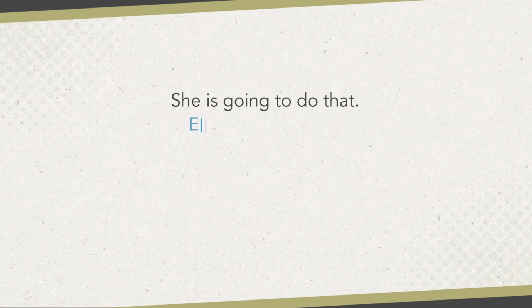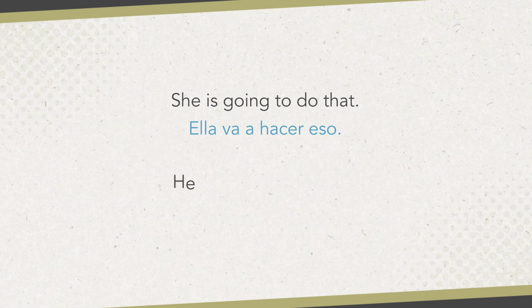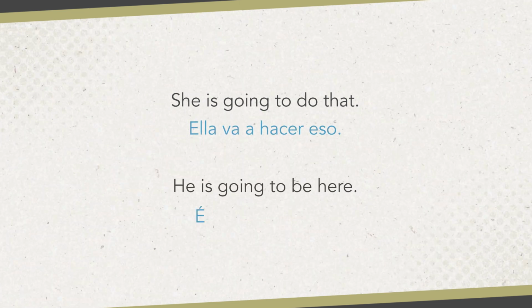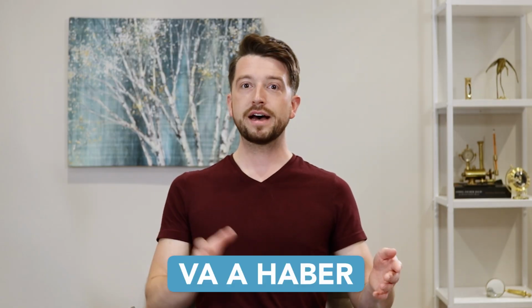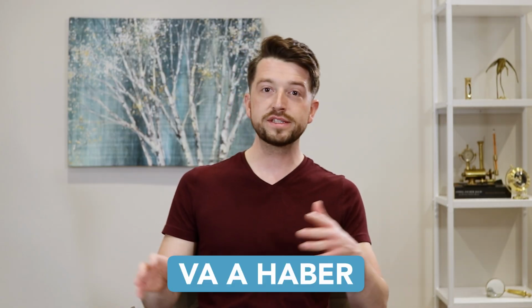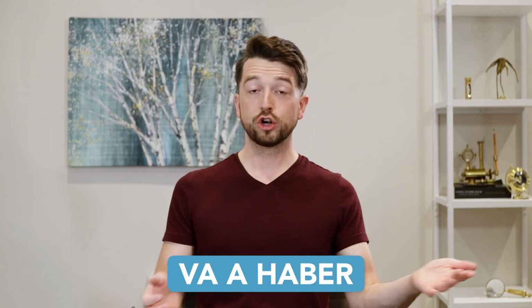We can use ir to put any verb we want in the future. For example, she is going to do that. Ella va a hacer eso. He is going to be here. Él va a estar aquí. So now we're going to do the same thing with va a haber. This means there is going to be, or there are going to be.